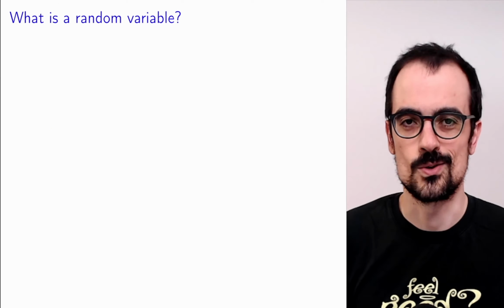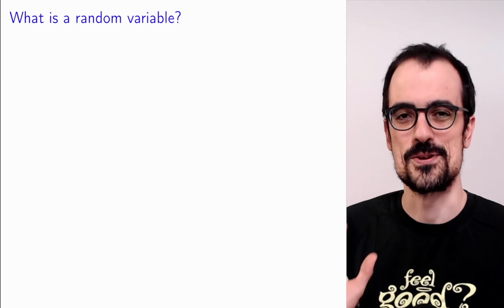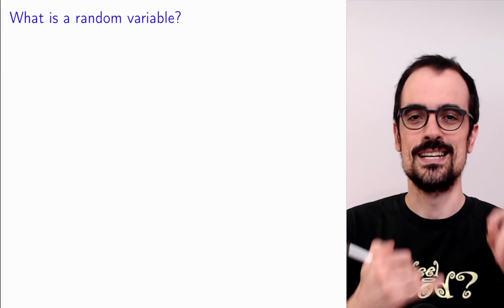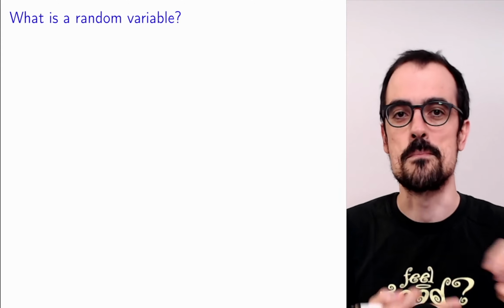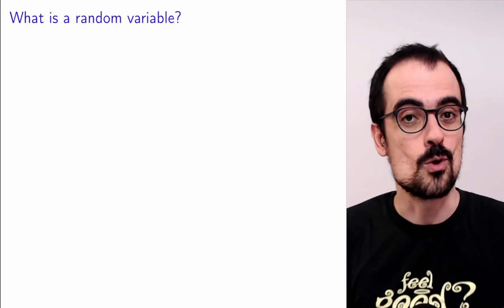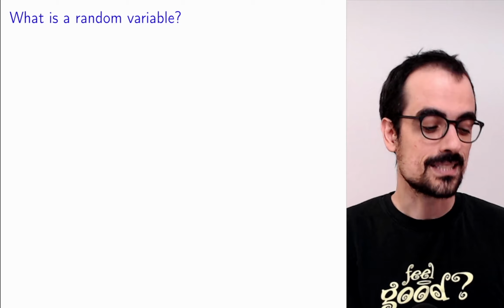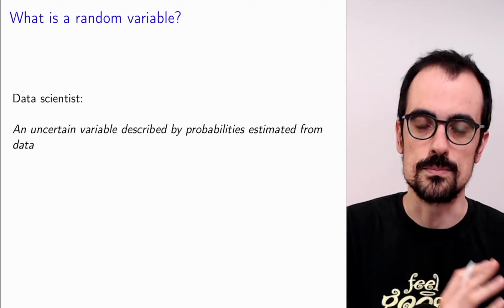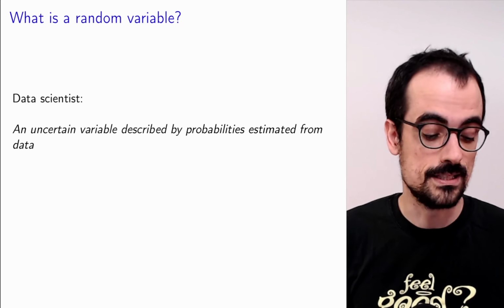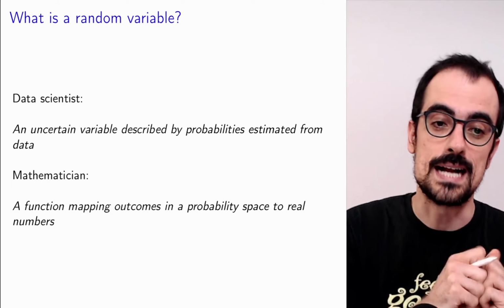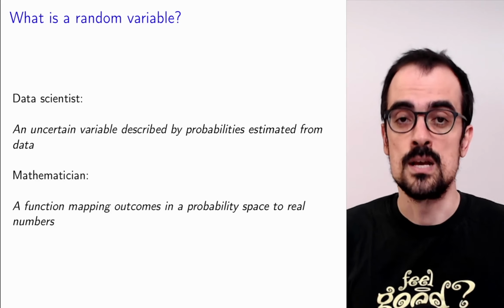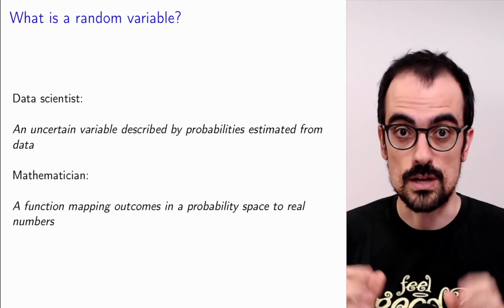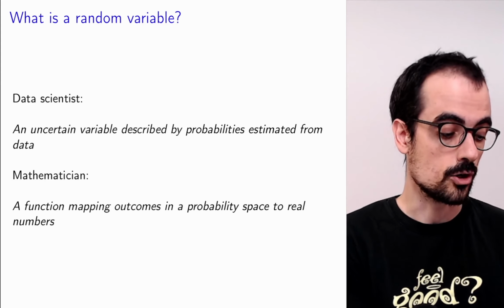Now, if you ask someone what is a random variable, and I know that, if you have seen the previous videos on discrete random variables, then continuous random variables, then multiple discrete random variables, I'm starting to sound like a broken record. I know that, but this is really important, okay? If you ask someone what is a random variable, a data scientist will tell you that it's an uncertain variable described by probabilities estimated from data, and a mathematician will give you a very different answer. They will tell you that it's a function mapping outcomes in a probability space to real numbers. And we already saw for discrete and continuous random variables how these two views are connected.